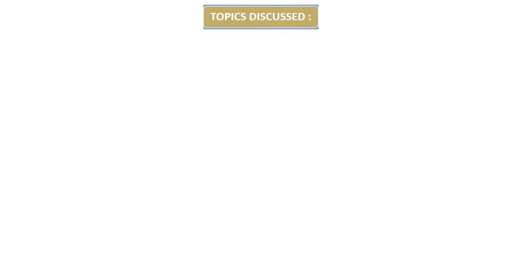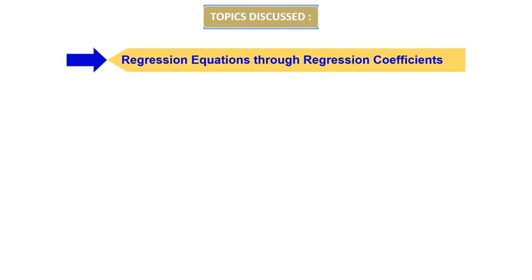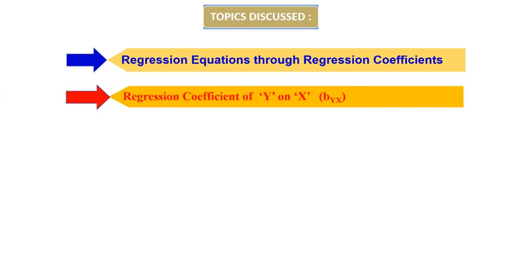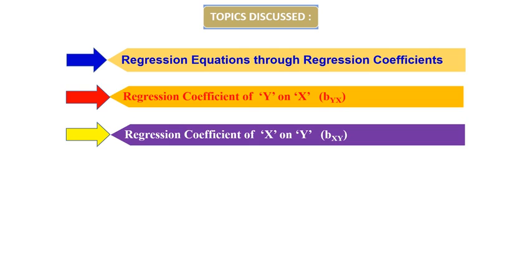In this session the following topics will be discussed: regression equations through regression coefficients. There will be two regression coefficients as we have two regression equations or regression lines. One is regression coefficient of y on x, when y is dependent variable and x is independent variable. We call it as byx. Next is regression coefficient of x on y. X is dependent variable and y is independent variable. It is denoted as bxy.